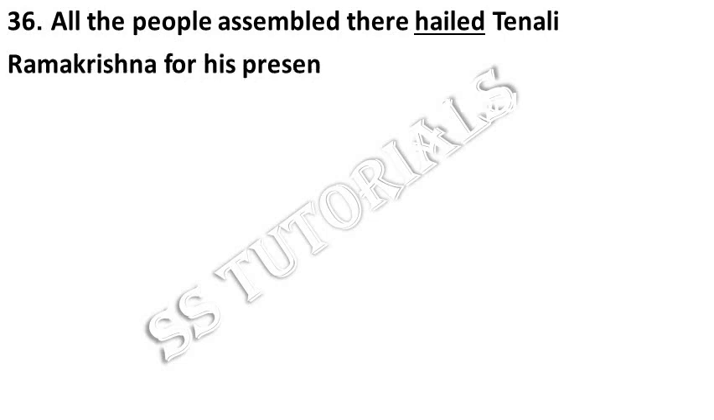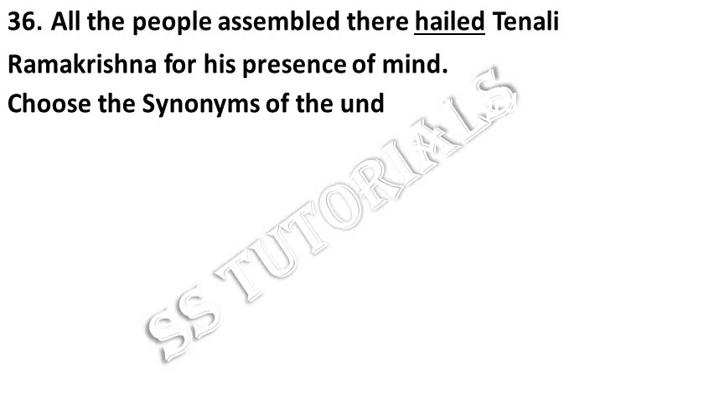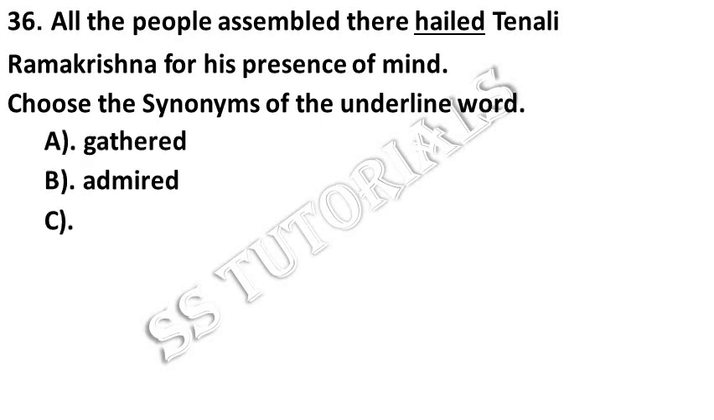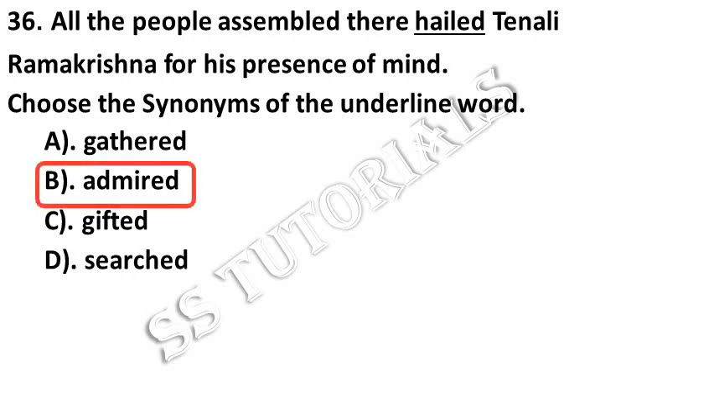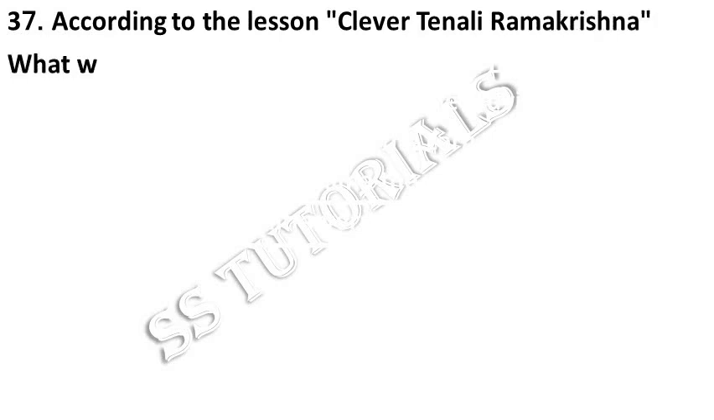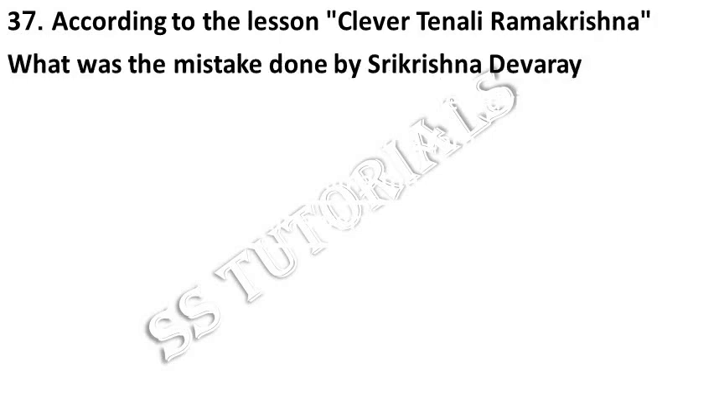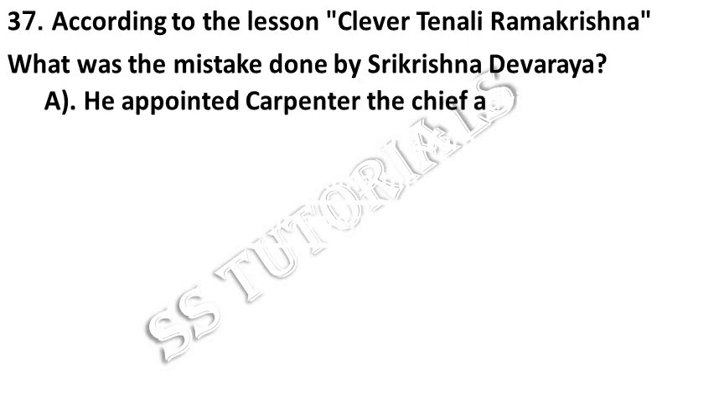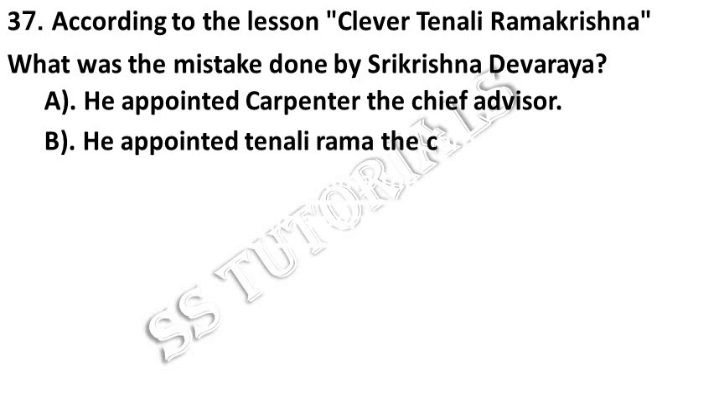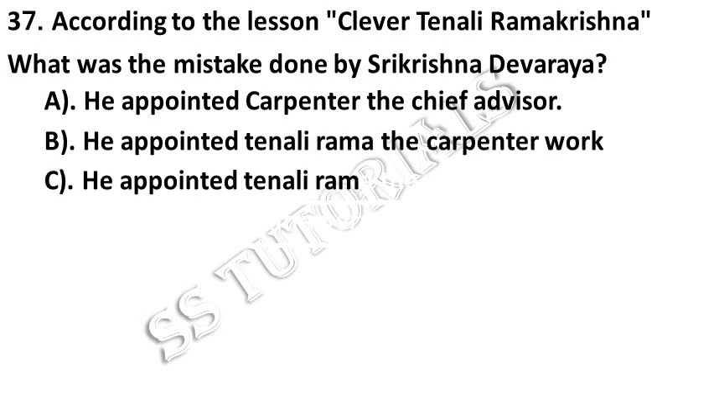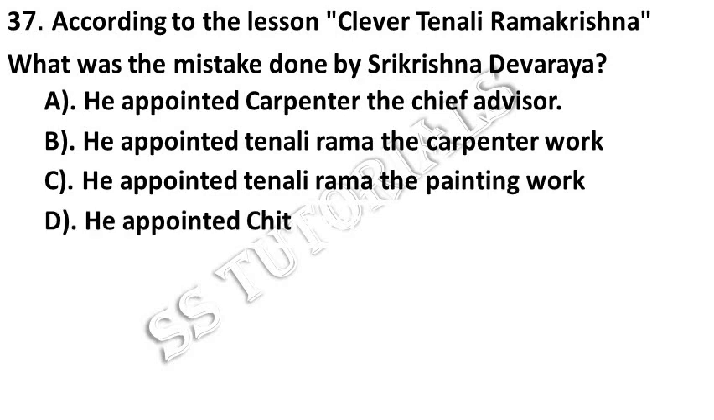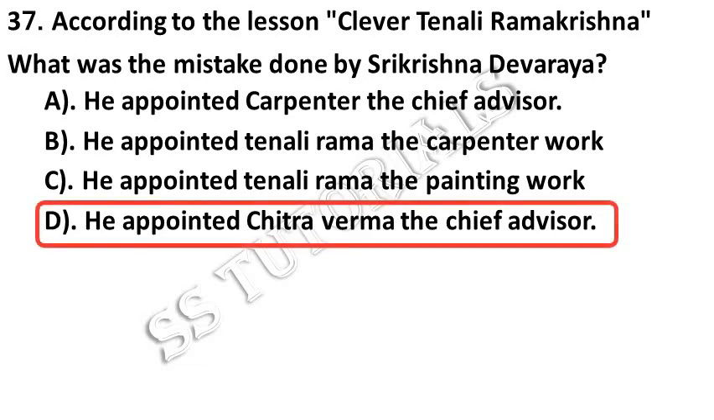All the people assembled there hailed Tenali Ramakrishna for his presence of mind. Choose the synonym of the underlined word hailed. Answer: admired. According to the lesson, Clever Tenali Ramakrishna, what was the mistake done by Srikrishna Devaraya? Answer: he appointed Chitravarma the chief advisor.